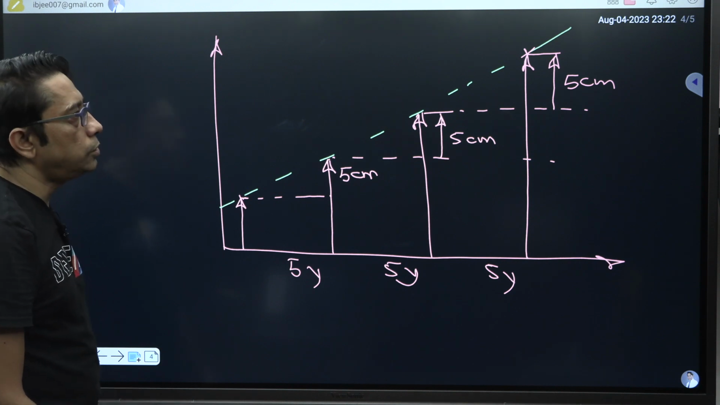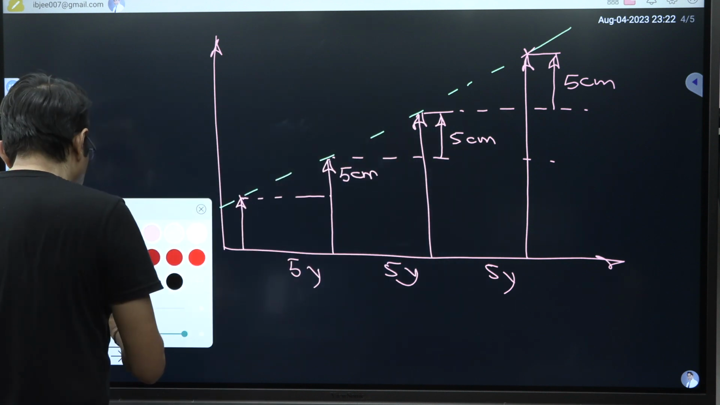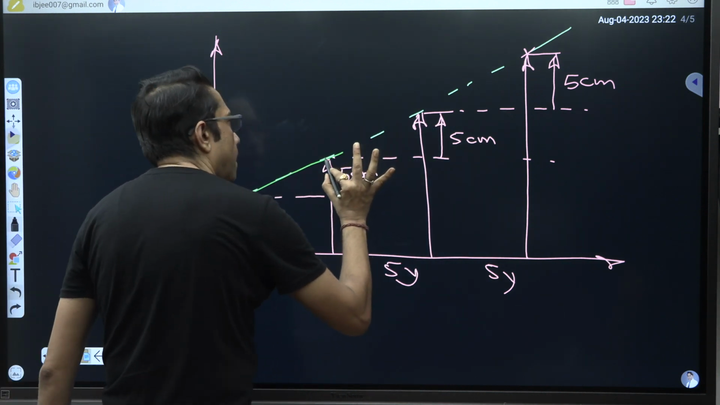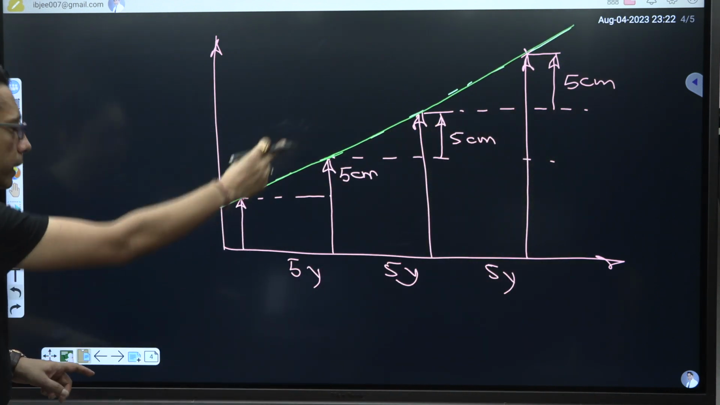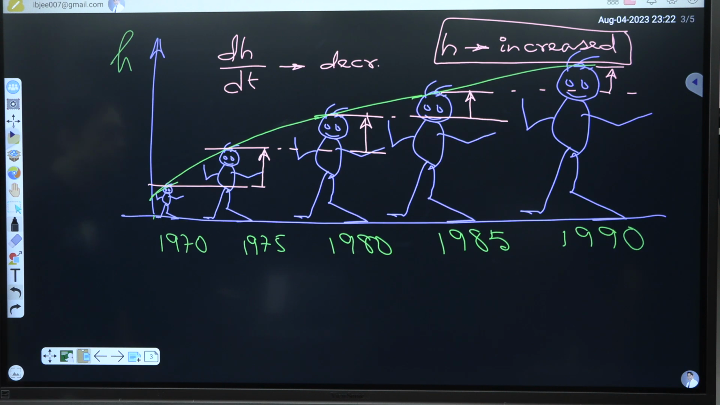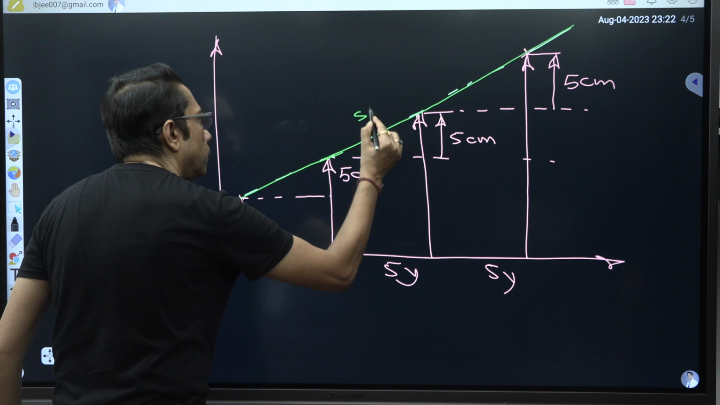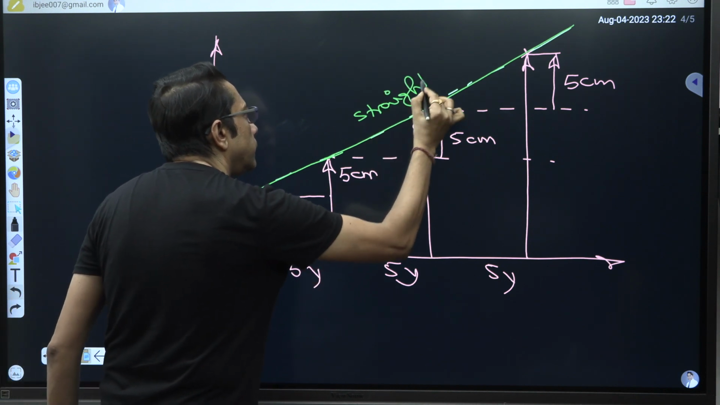And what change do you see in the nature of the graph? I'm again drawing this with green color. What is the change in the graph, green graph, here and here? Sir, here it is a straight line. Very good. Constant. Very good. This is a straight line.